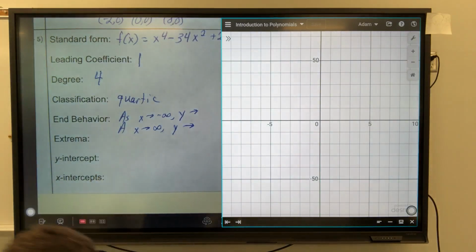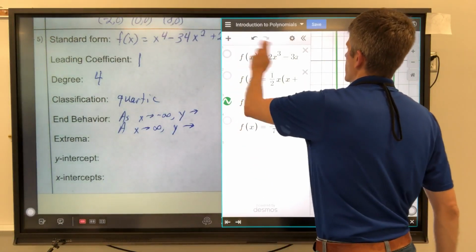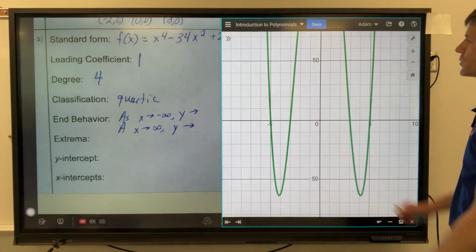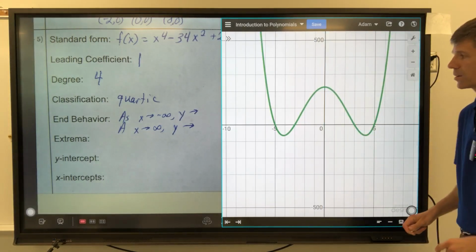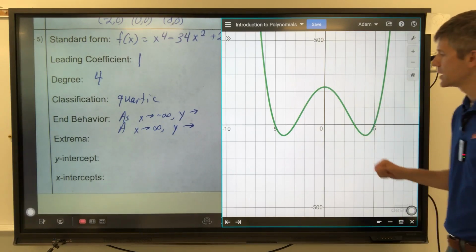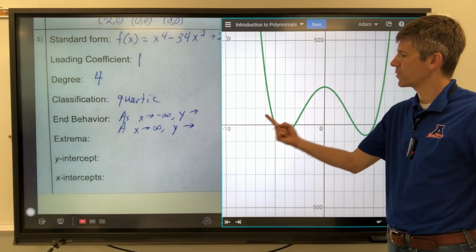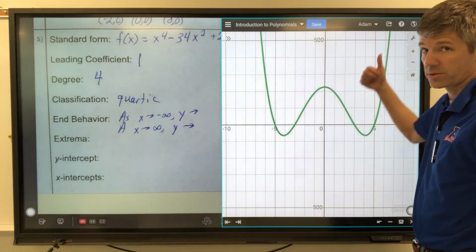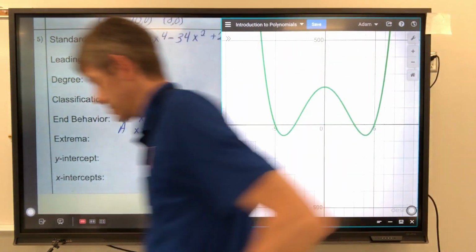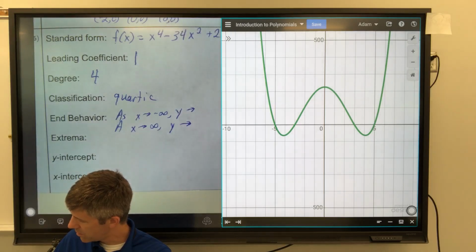So let's graph this thing. There it is. And if you want to squeeze that down, you can. That would mean that you're changing the scale on your y-axis. So as we go to the left, we go up. So as x approaches -infinity, y approaches infinity. As x approaches +infinity, y approaches infinity. Both sides are going up. So this is going to be a situation where both sides go up.